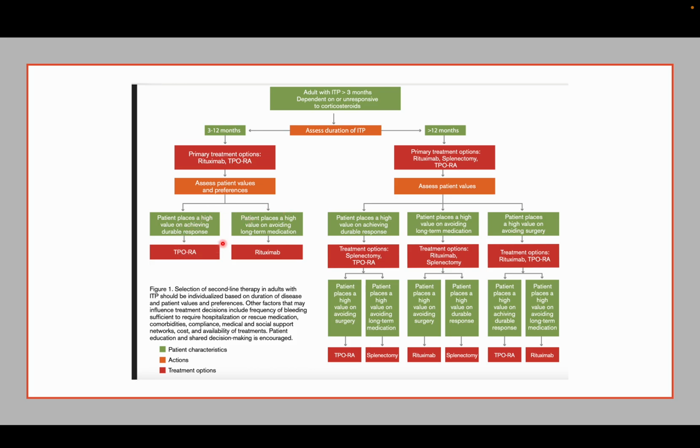For patients who value achieving a durable response, the TPO agonists have a high durable response. So thrombopoietin receptor agonists like eltrombopag or romiplostim can be used. Romiplostim is an injection that you give once weekly, whereas eltrombopag is a daily tablet. Around 50 mg tablet is available.